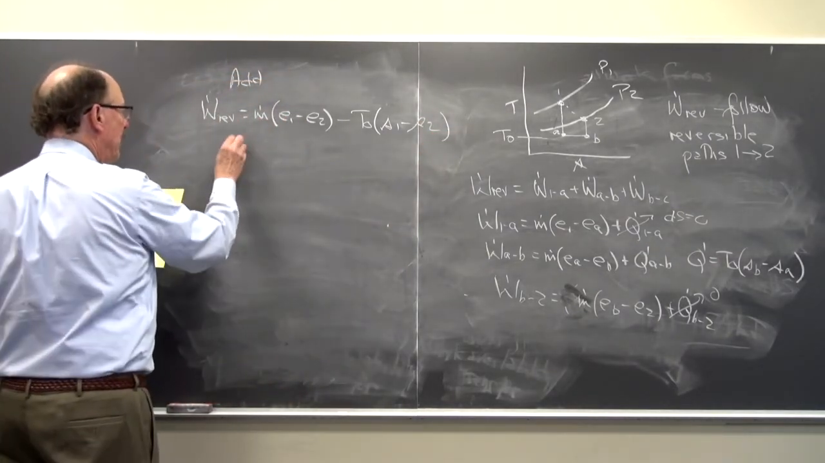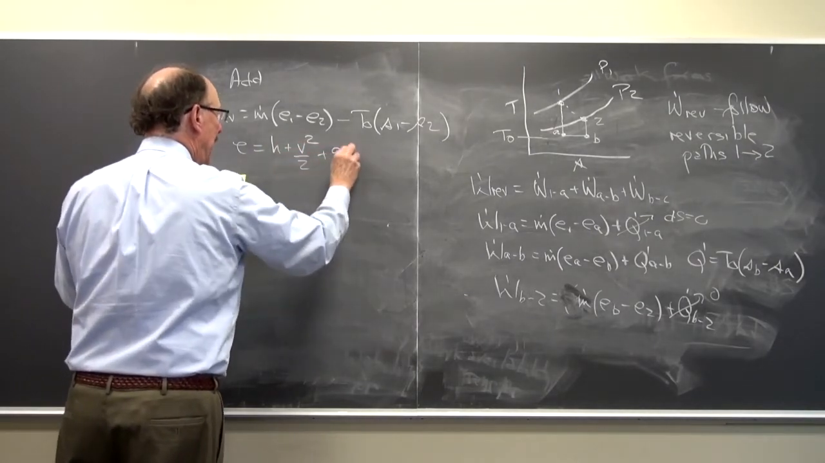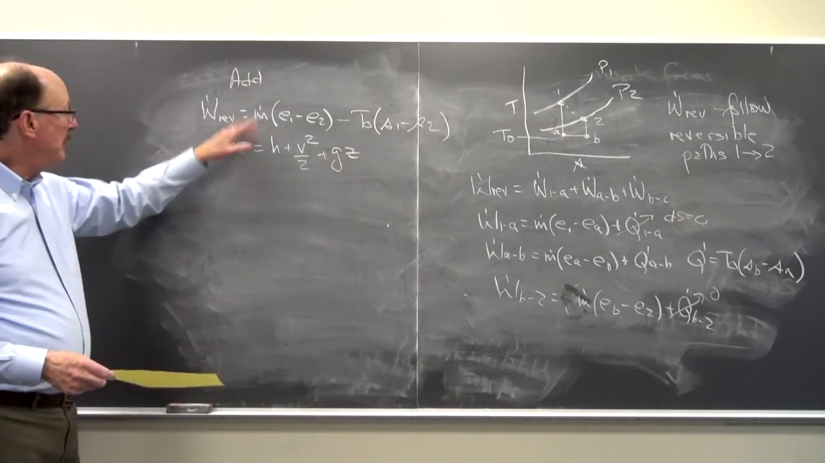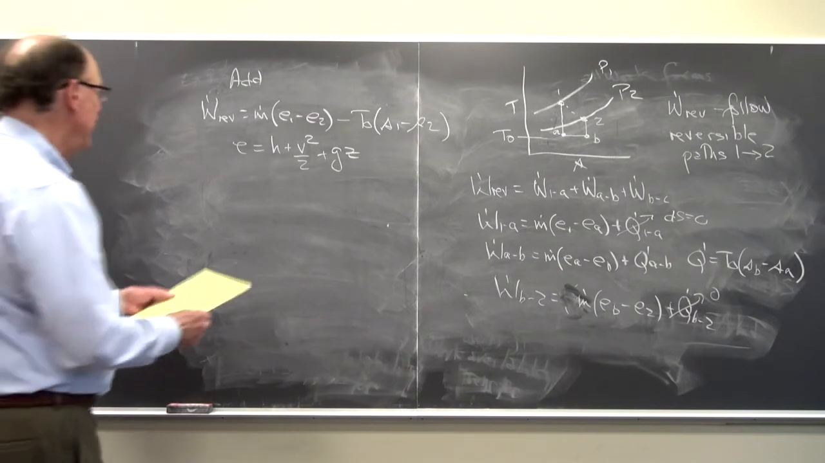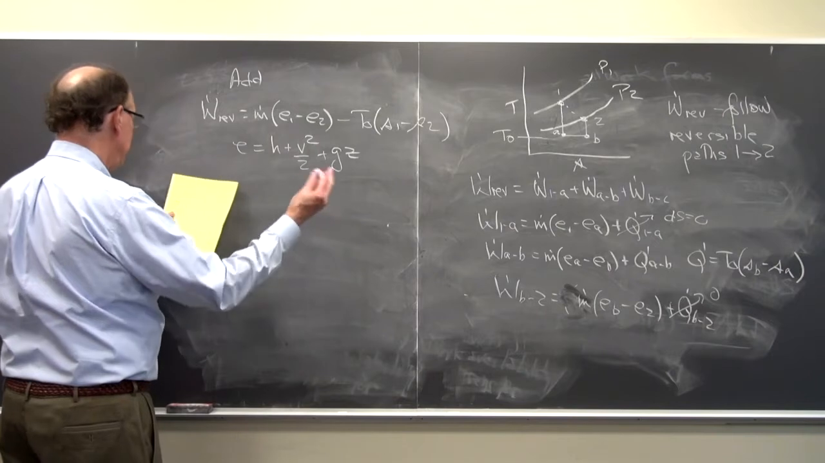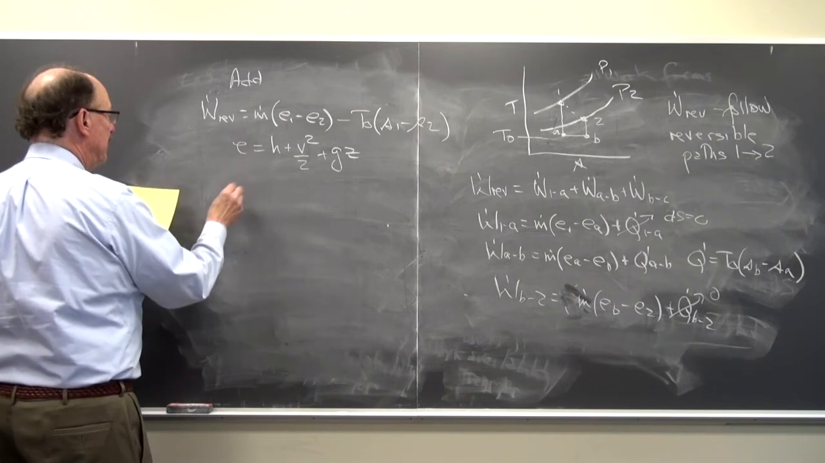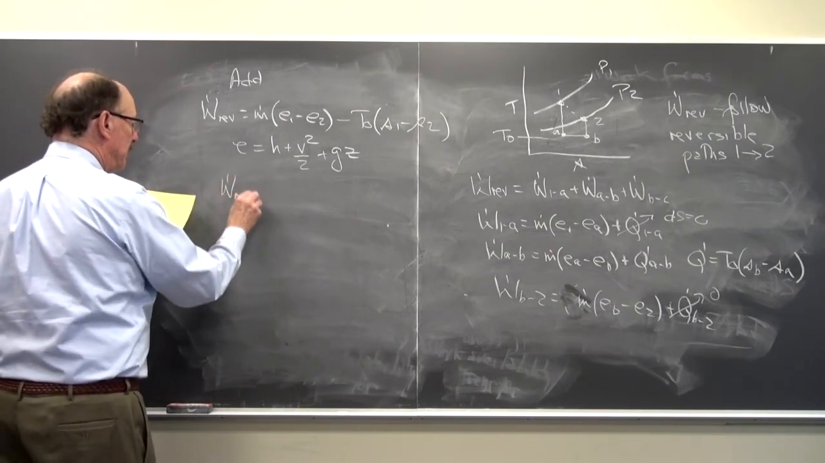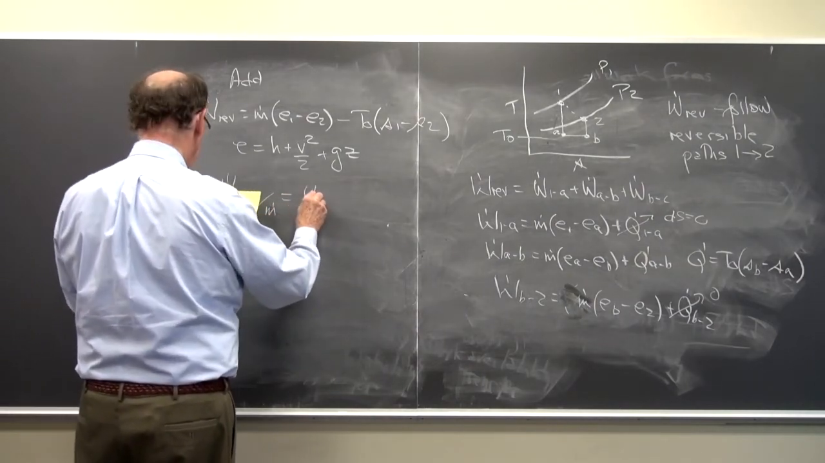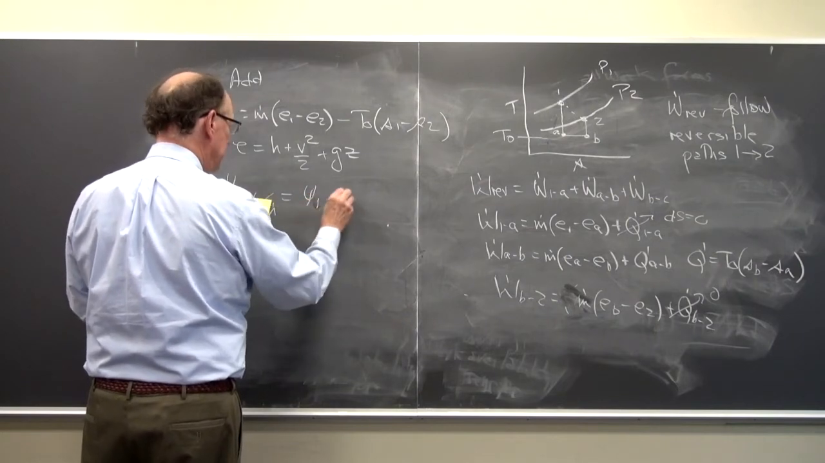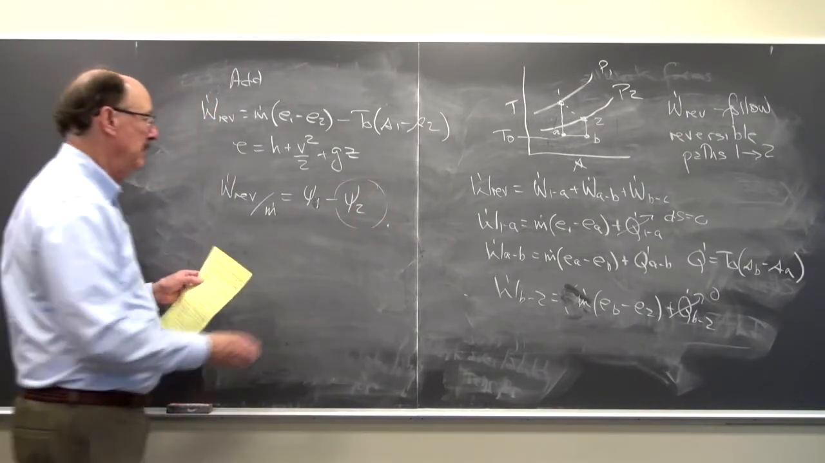In E, rather, E is equal to H plus V squared over 2 plus gZ. So we have our expression for E, and if I substitute all these things in, we'll have this big expression. I do it per unit mass, so W dot reversible divided by m dot is going to be equal to psi 1 minus psi 2. So this is your open system availability.